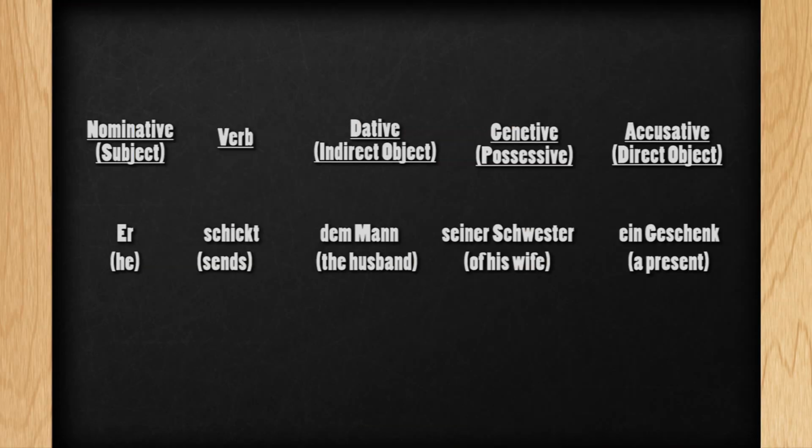So last but not least, we will talk about the genitive. The genitive isn't really that hard to explain because it is just responsible for indicating possession in a sentence. For example, schickt dem Mann seiner Schwester ein Geschenk. So that was a pretty long sentence, so let's repeat that one more time. Schickt dem Mann seiner Schwester ein Geschenk. Pretty easy actually, isn't it?